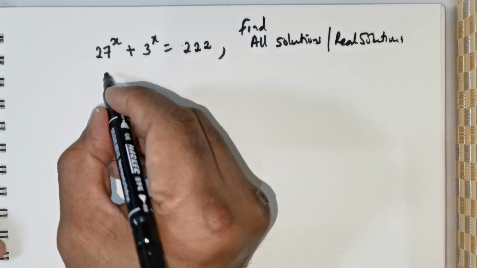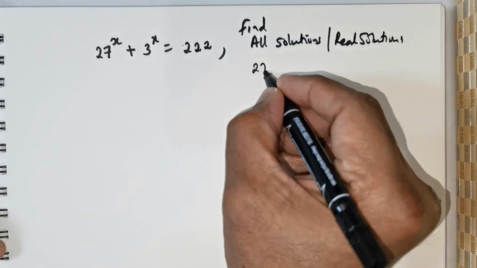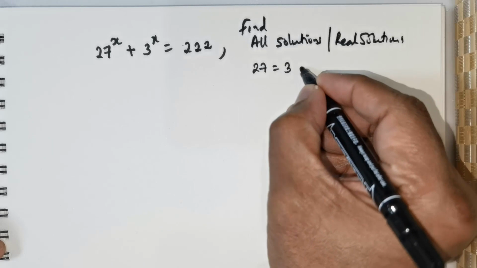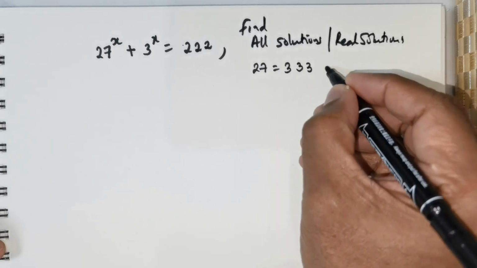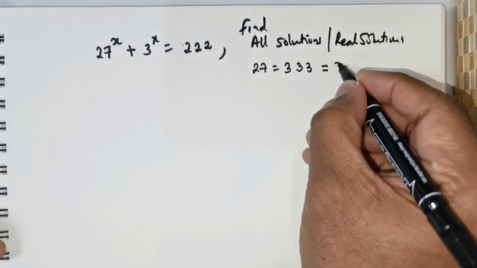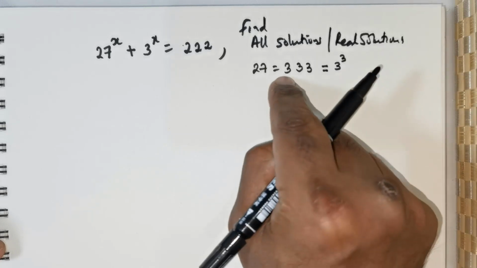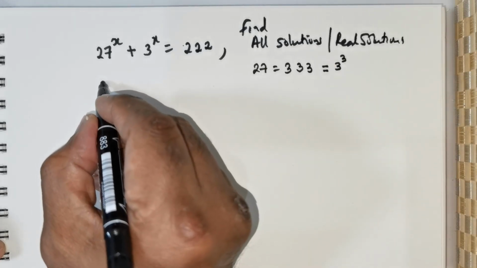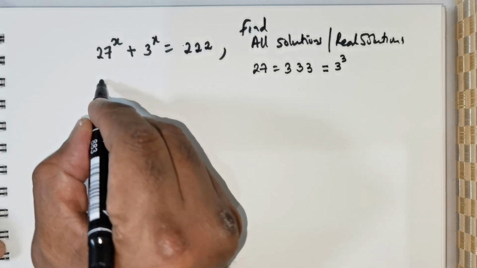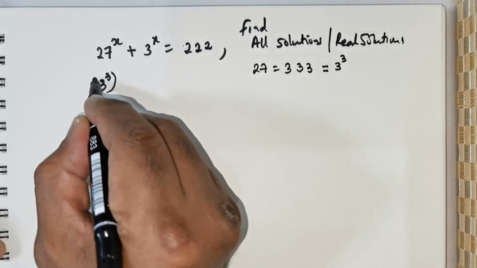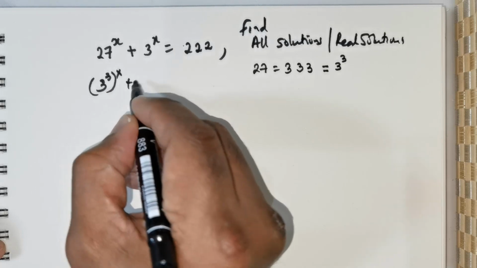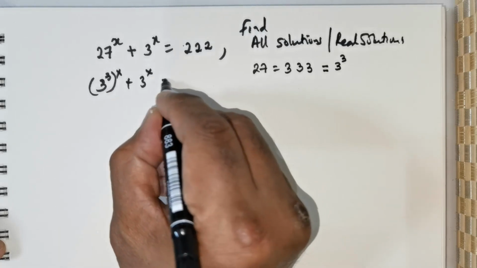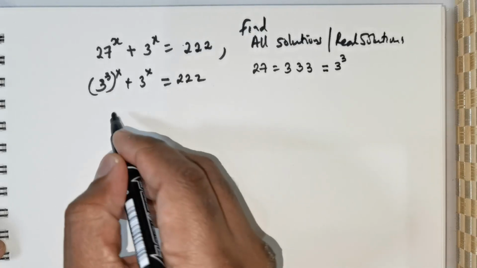Foremost, I would like to write 27 as 3 multiplied with 3 multiplied with 3, which is nothing but 3 raised to the power of 3. 3 3s are 9, 9 times 3 is 27. So this is going to be 3 raised to the power of 3, the whole raised to the power of x, plus 3 raised to the power of x is equal to 222.